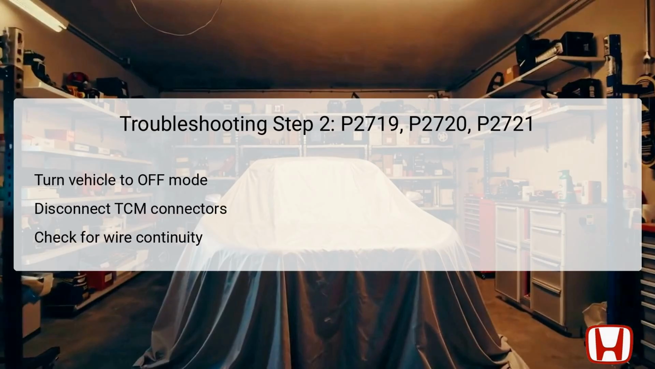In the second step of troubleshooting, the focus shifts to examining the wires that connect the AT clutch pressure control solenoid valve D to the transmission control module, TCM.